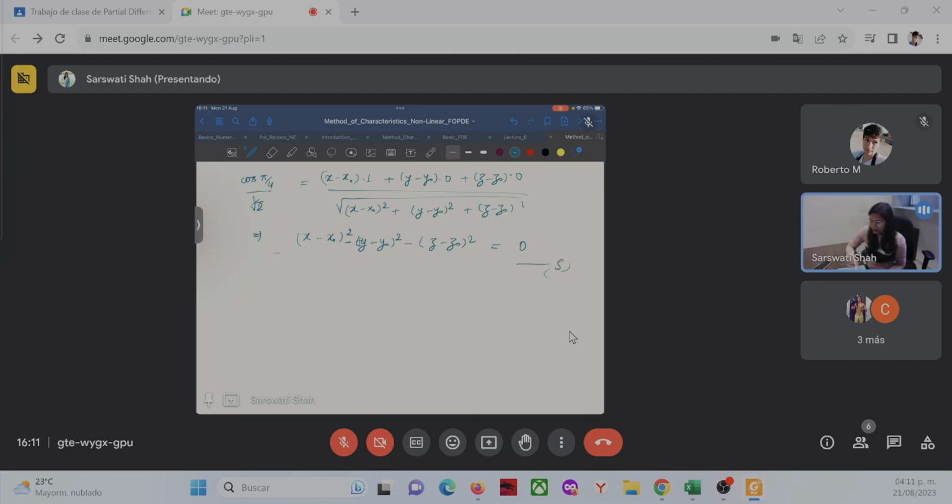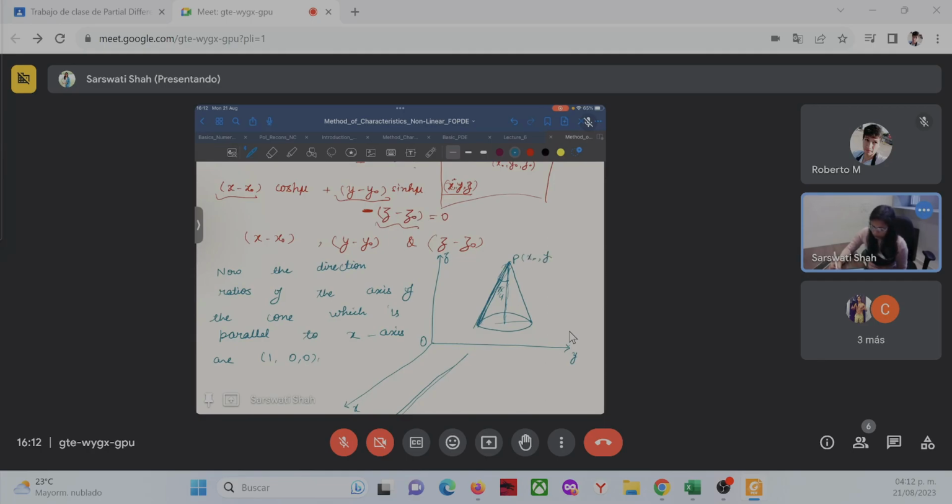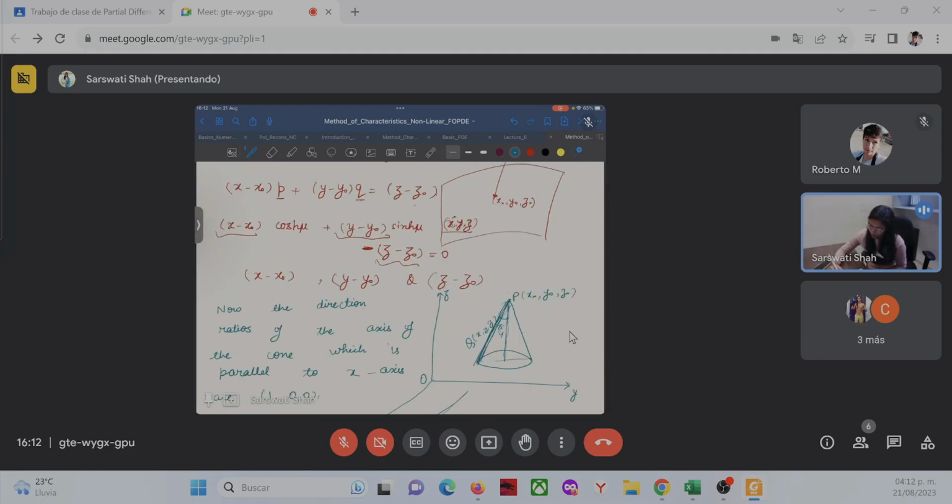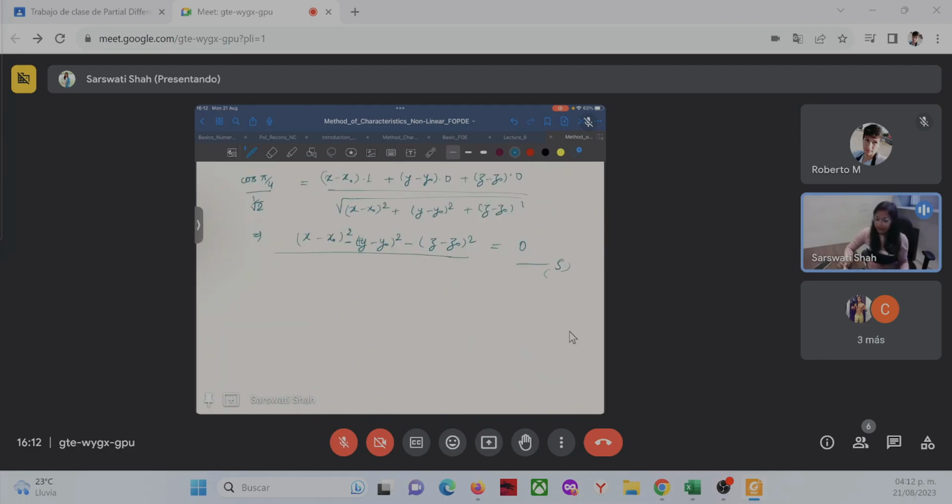Now you can see that this is a right circular cone with semi-vertical angle pi by 4, whose axis is the straight line passing through x naught, y naught, z naught. This was the point P, x naught, y naught, z naught, and this was Q, x, y, z, passing through x naught and parallel to the x-axis. And this is our Monge cone, which is a right circular cone with semi-vertical angle pi by 4. Don't write anything, everything is written in your notes.